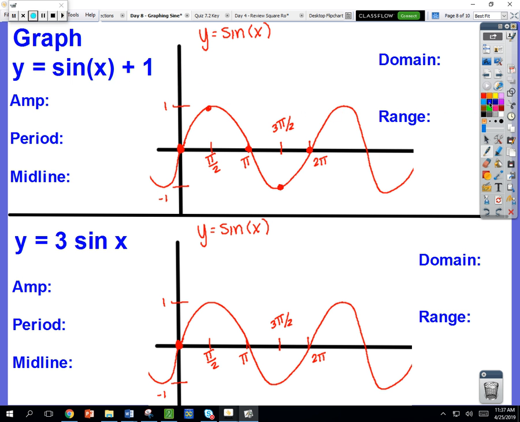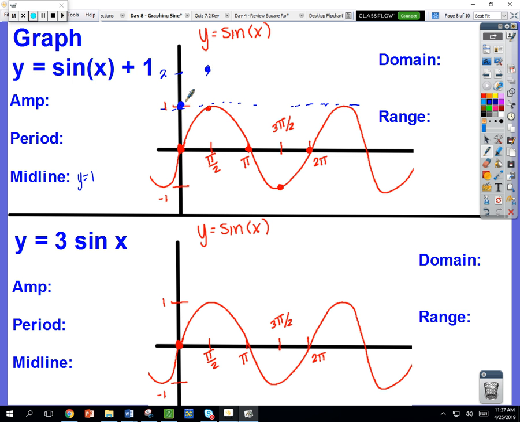My new starting point, instead of being here where my midline is, see in sine of x the midline is y equals 0, instead of doing that, the midline would be shifted up 1. So my starting point, instead of being here, will be right there, which means this is my midline. The next point, my maximum, instead of hitting right here, would hit up 1 more at 2. So it would go up to here.